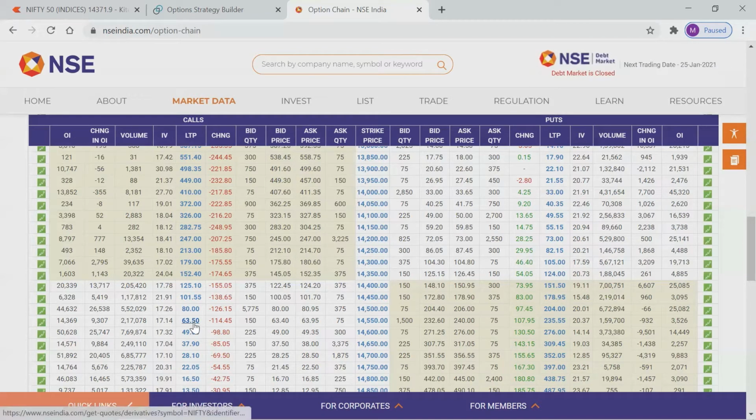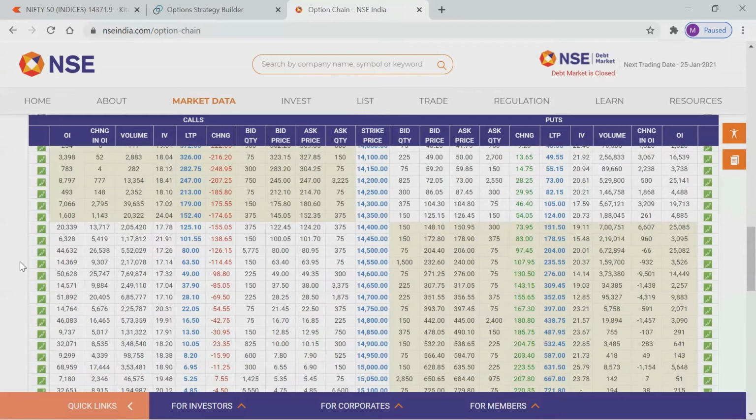Coming to the out of the money strikes of the call option, look at high OI. Here it is 20,000. Here it is 6,000. Here it is 44,000, which is huge. Here it is 14,000. Again, look at this one: 50,000, which is very huge. So among the slightly OTM strikes, 50,000 is the highest value in OI.